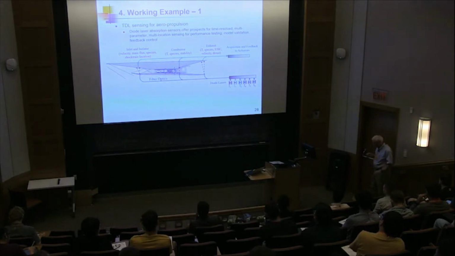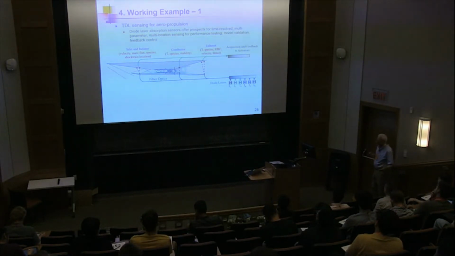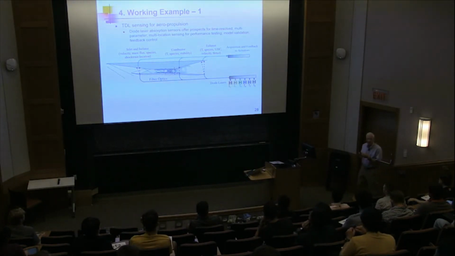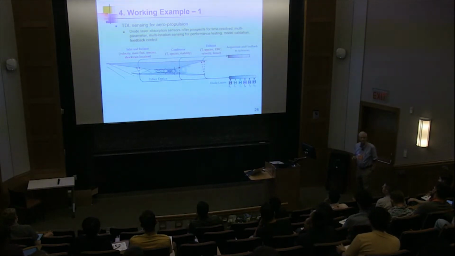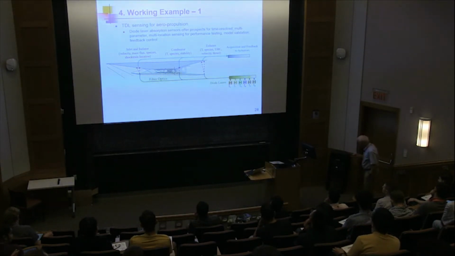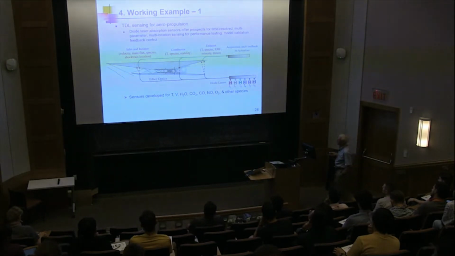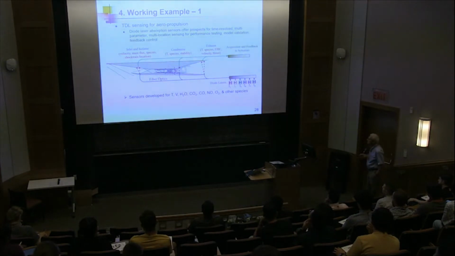Let's imagine we can propagate them by fiber, which we can. Sometimes we propagate light between buildings by fiber. Let's imagine we have access to these lasers. We could pass them through fibers. Let's imagine that we could use these to probe the inlet, the combustor, or the exit of a scramjet. And so over time, we have in fact learned how to do this. We've learned how to measure a variety of temperature, velocity, combustion products like H2O, CO2, CO, NO, oxygen for the inlet.